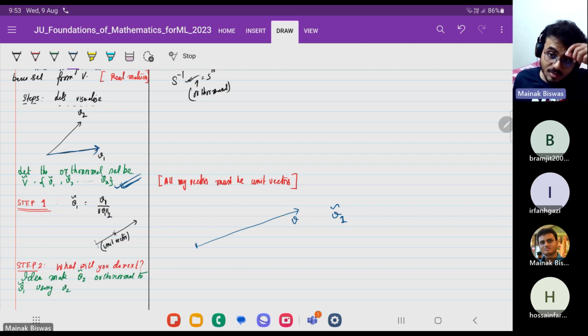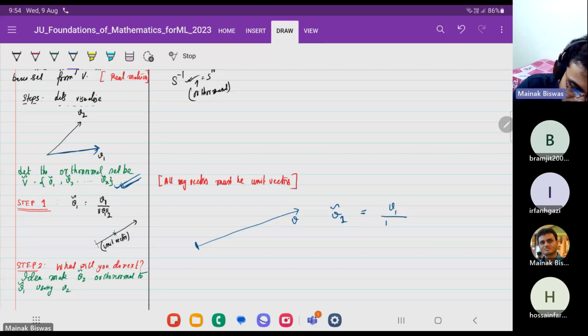For complex numbers, you have something called Householder matrices, but we'll not go into that because people are not interested. So it's okay. So we have v1 as, what will I write? v1 by mod v1, right? Correct. So now I can work with v1 tilde.